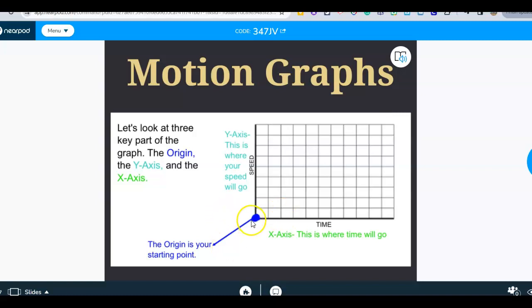I know that this is the origin. It does not have to be the starting point of all of my graphs, although typically most of your graphs will start there. It is possible to start somewhere else because what if I don't start at home? What if I was drawing a graph and I was trying to get home, but I was already up here at the store? It's going to be different. So again, y-axis is where the speed goes because this is a speed time graph, and down here is where the time goes.